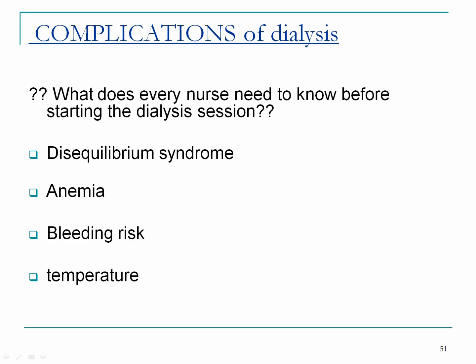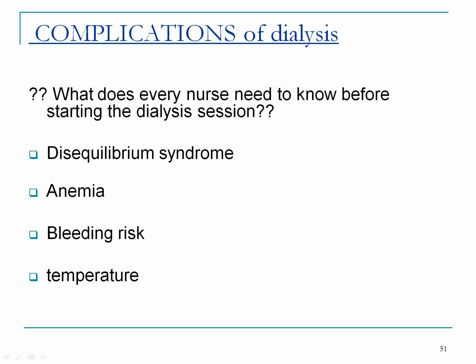What are the complications? The complications of dialysis include disequilibrium syndrome. This is most likely to happen when the patient first starts dialysis and toxins are removed too quickly, and the fluid can rapidly shift into the brain cells. The patient becomes delirious and might even have a seizure.